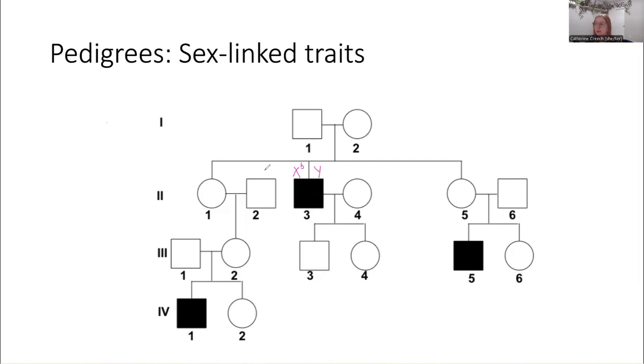Every square will have one Y. So we could fill in the Ys that we wanted to. And those Ys will not have the allele on it because it is a sex-linked trait. It is only on the X chromosome. That Y chromosome is too small. It's not going to hold the trait.